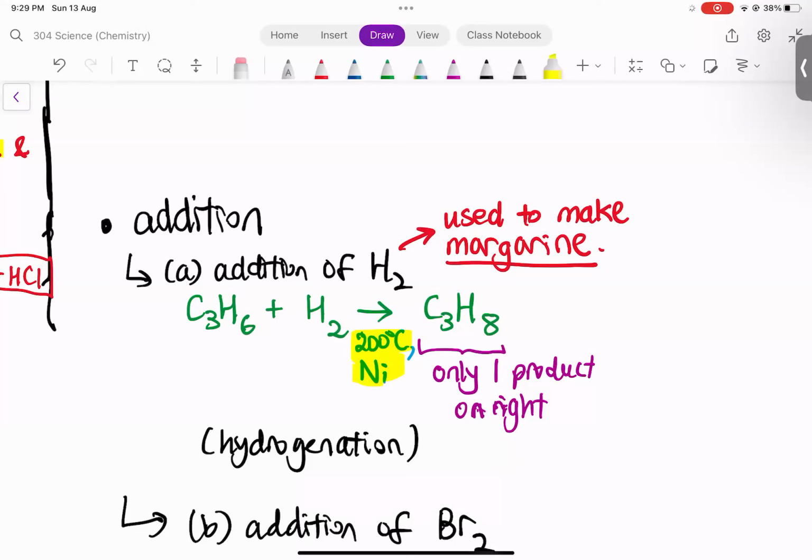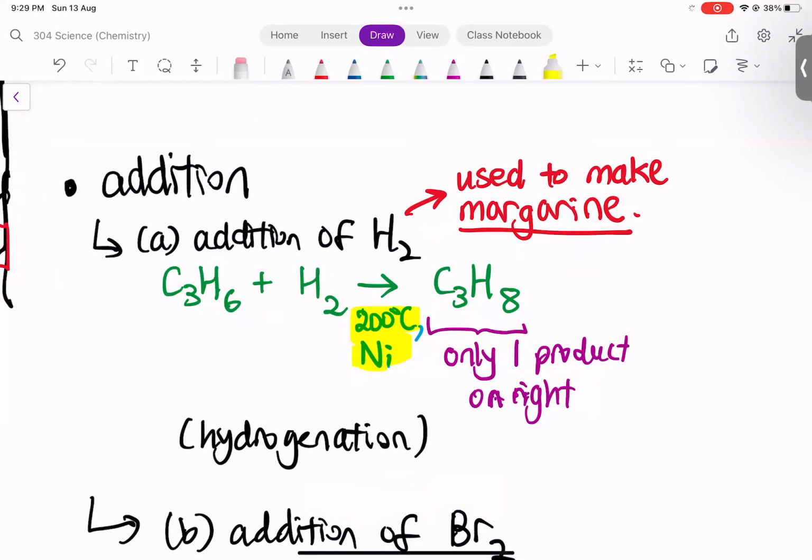So this is addition. Now, addition of hydrogen produces margarine. So this is used to make margarine. You need to know that margarine is made from addition. You also need to know the conditions for hydrogenation. Must memorize 200 degrees Celsius, nickel.